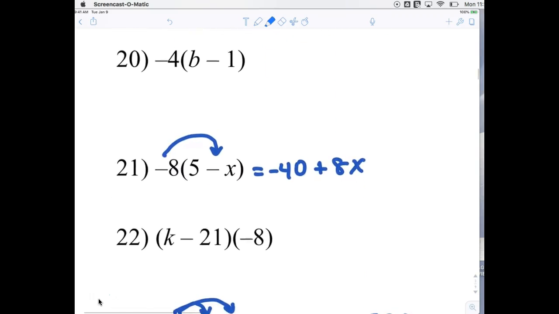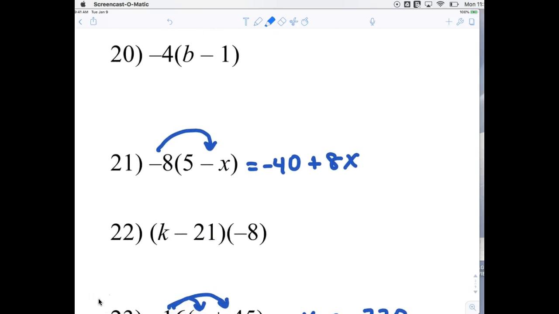Let's try 20. Everybody look at 20 and make sure you got the right answer now. Negative 4b plus 4. Aiden, are you good? Carmen, you okay over there? Yosef, how are you doing back there? Everybody all right? All right, let's continue on.